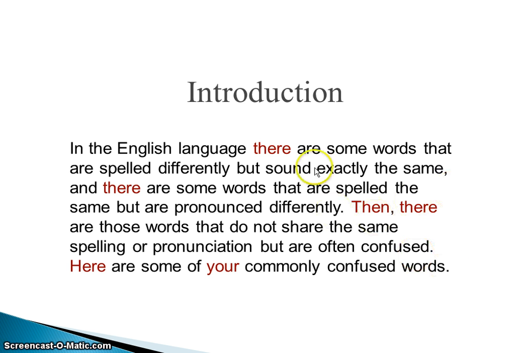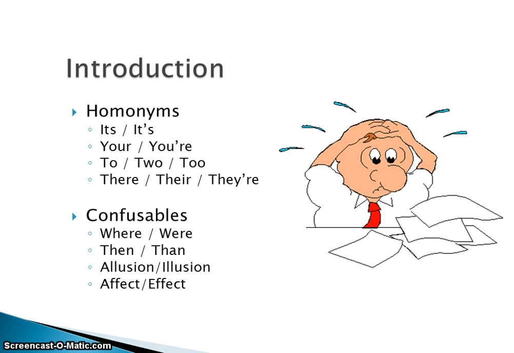As you guys notice up here, we've highlighted some of these words that are going to show up in this PowerPoint. These are going to be some of your commonly confused words. We're going to start off with a little introduction of the things we're going to focus on today. Some of the words are going to be homonyms, such as it's versus its with the apostrophe there, your and you're with the apostrophe there, versions of two, to, and there, their.